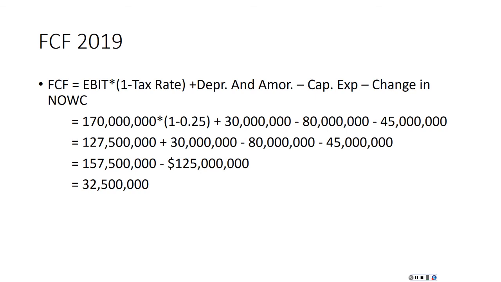Free cash flow, therefore, was earnings before interest and taxes of $170 million times 1 minus the tax rate of 25%, plus depreciation and amortization of $30 million, minus capital expenditures of $80 million, minus the change in net operating working capital of $45 million. This meant that free cash flow in 2019 was $32,500,000.